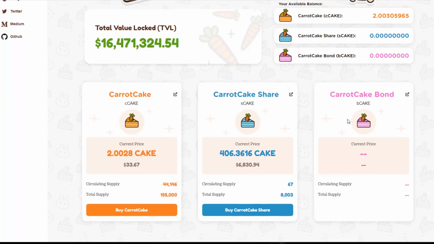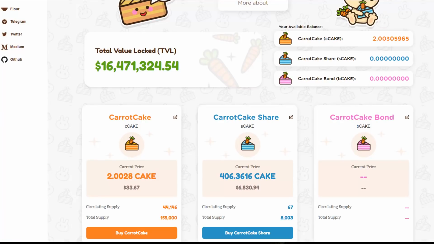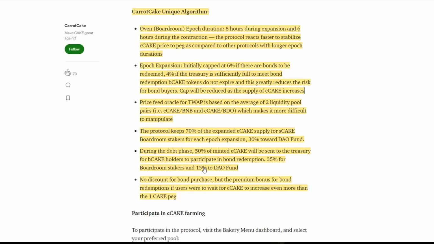Again, if this sounds all confusing, don't worry too much. Just go back and watch my bDollar video, okay? And then it says during the debt phase, 50% of the minted cCAKE will be sent to the treasury of bCAKE holders and participate in the bond redemption, 35% to the boardroom stakers and 50% to the DAO fund. Lastly, no discount for bond purchase, but a premium bonus for bond redemptions if users were to wait for cCAKE to increase even more than 1 cake.